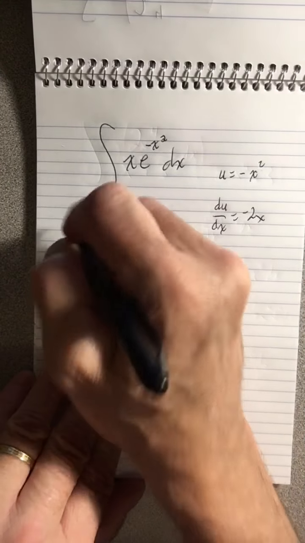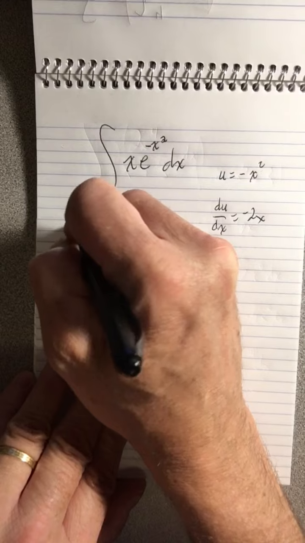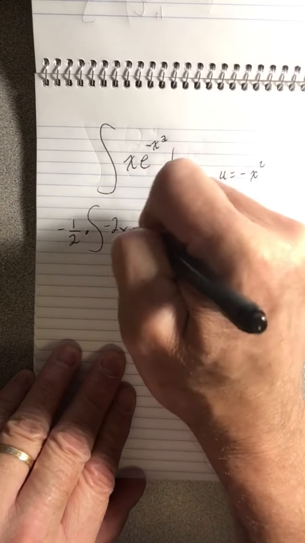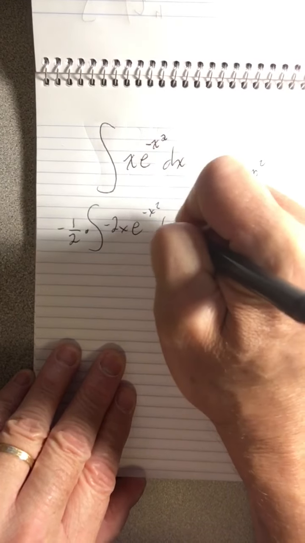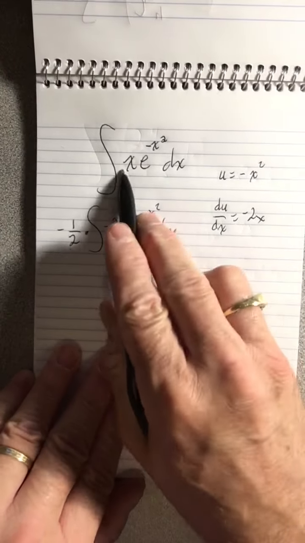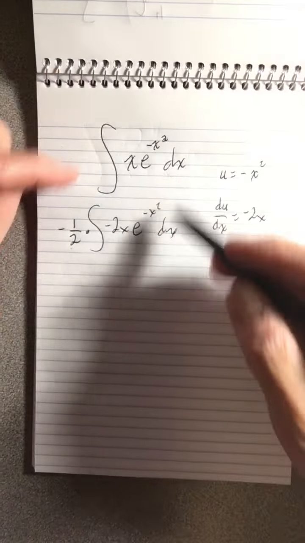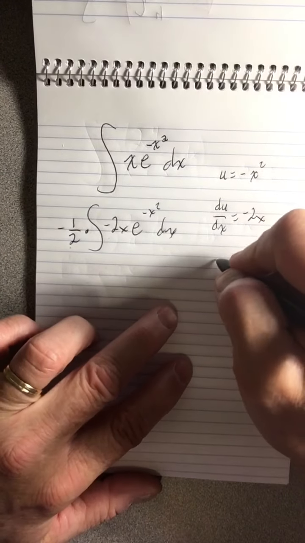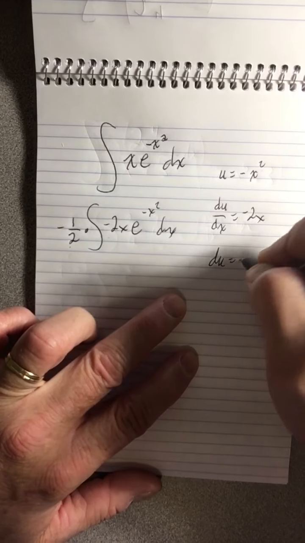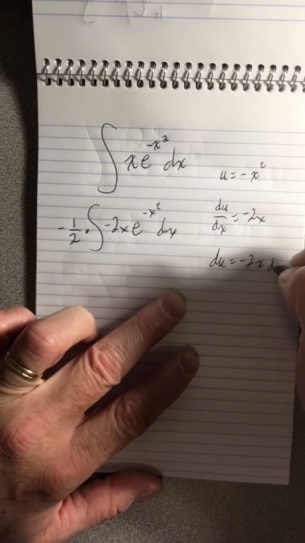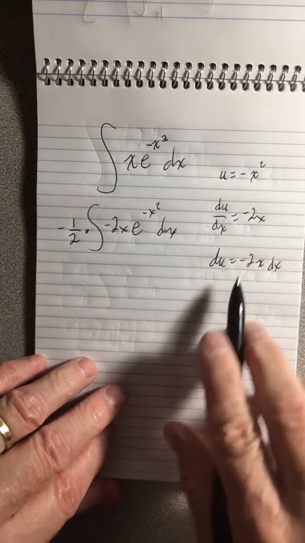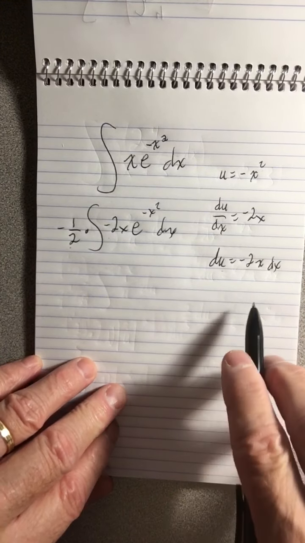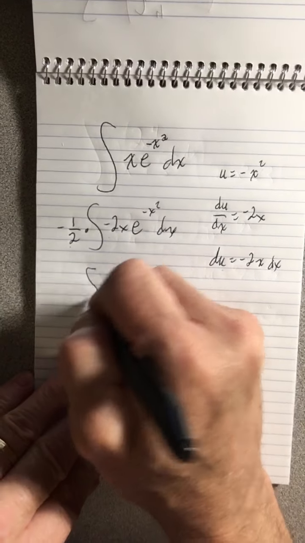If I want a negative 2 here, how about if I multiply by a negative 1/2? That'll give me a negative 2x e to the negative x squared dx, because a negative half times a negative 2 gets me back to this. So I haven't changed my integrand any when I multiply by 1. Now I'm going to multiply both sides of this by dx so that I have the differential of u. We want the differential of u, which is the derivative times the differential of x. Now notice I have that. Let's rearrange it so we can see it a little better.